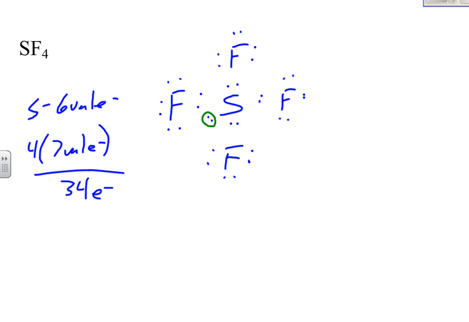Okay? Now, what's the next part? Does the central atom have fewer electrons than the octet? It doesn't say anything about having more than an octet. It just says fewer than an octet. So does that have fewer than an octet? No. So we're good. This is perfectly fine. Right?